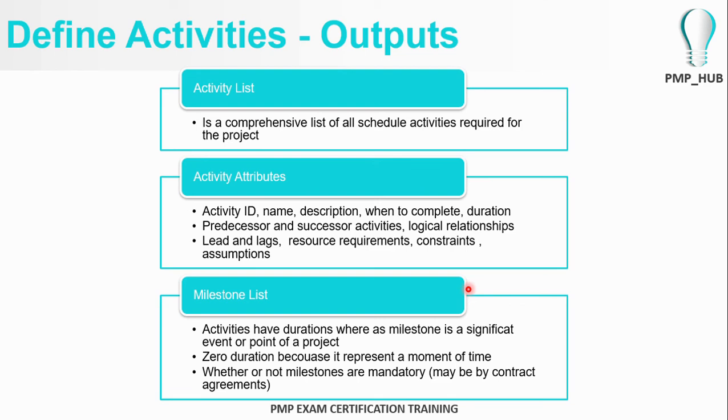So the define activities process has three outputs: the activity list, the activity attributes, and the list of milestones of the project.